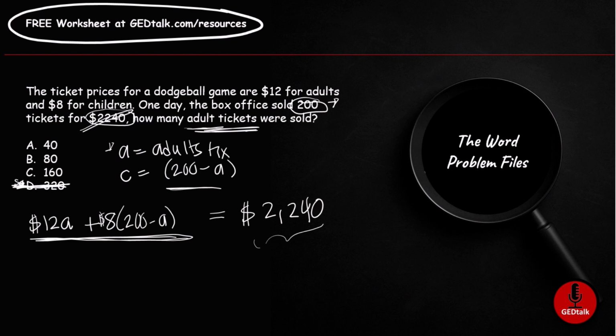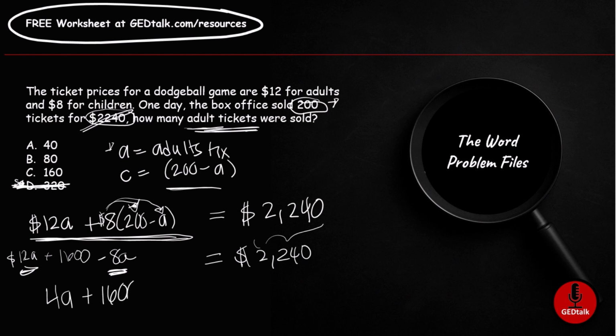First thing I notice is I need to distribute the $8 to the 200 and to the A as well. So I'm just going to write everything down below. I'm bringing all this information down. So 12 times A plus 8 times 200 is 1600. 8 times negative A is negative 8A. And that's going to equal my total that I got. So let's bring that down as well. So now I notice I have like terms, right? I have this and I have this. So 12A minus 8A is going to give me what? Right, it's going to give me 4A plus the 1600 equals 2240.